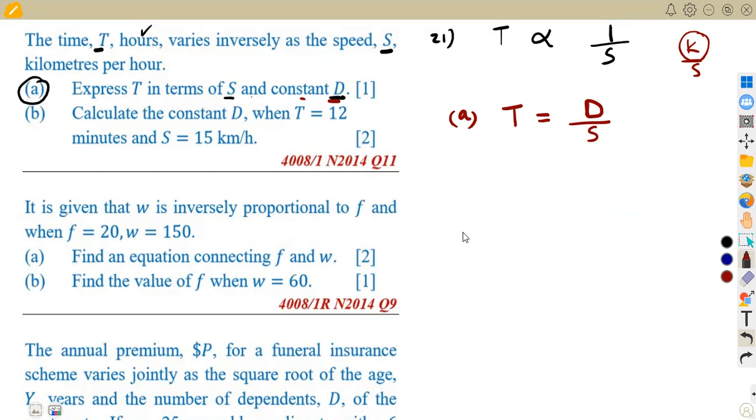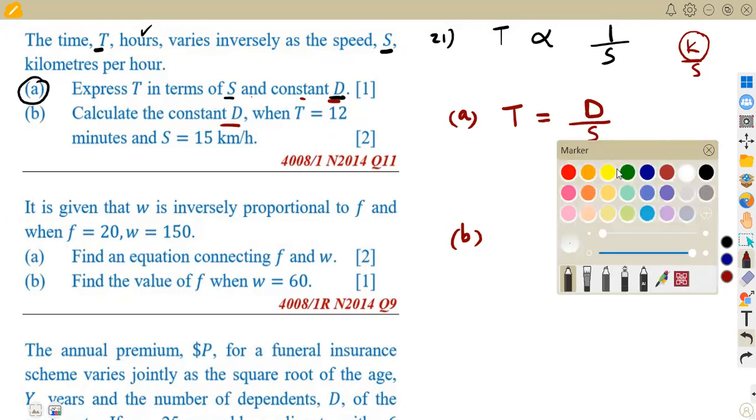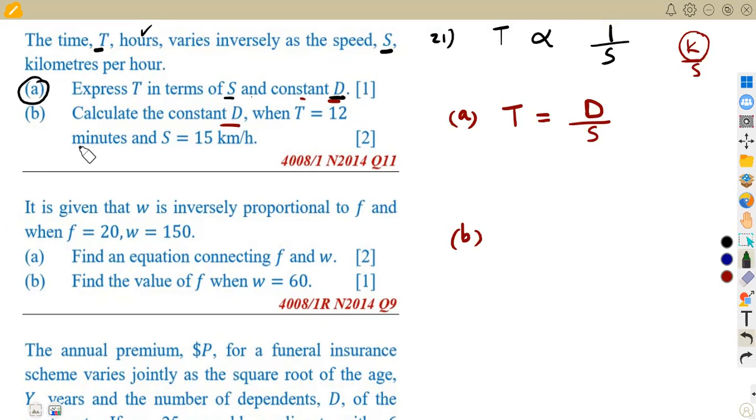All right, then on the B part, they are now asking us to calculate the constant d when t is equal to 12 minutes. So take note how they are giving us this part. t is a time in hours, but here they are giving us t in minutes. So we are supposed to convert the t in minutes to a time in hours. So that was where you're supposed to be careful on your question.